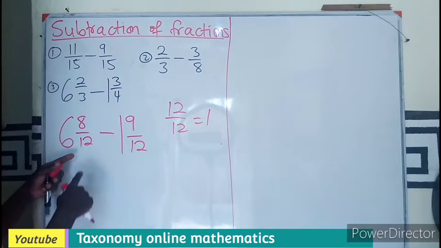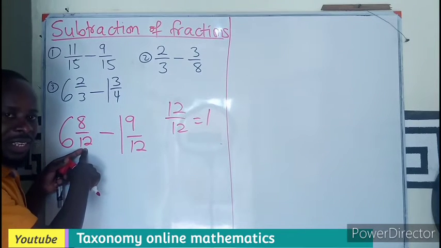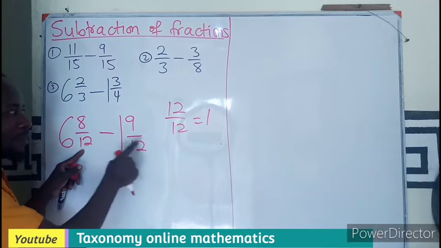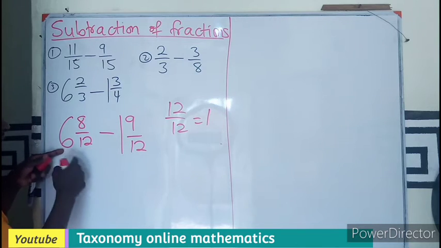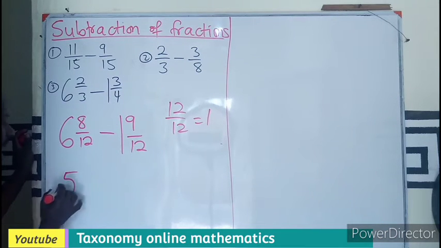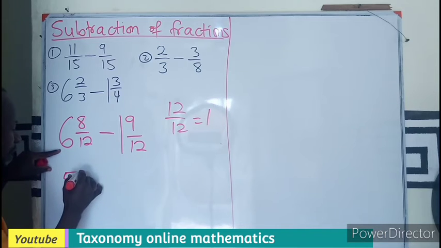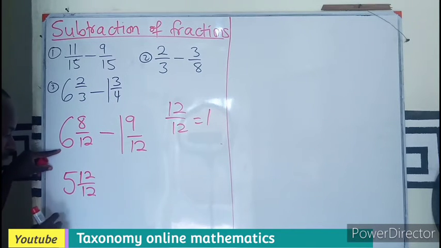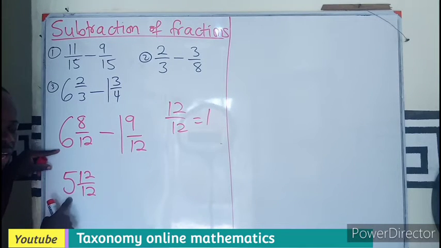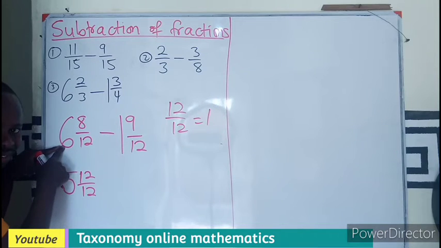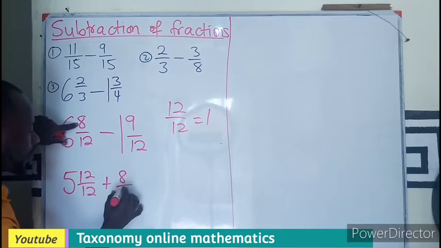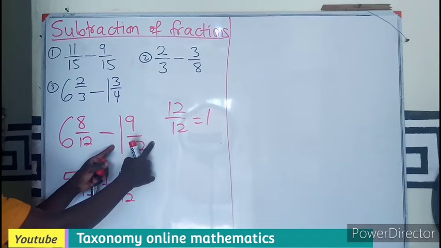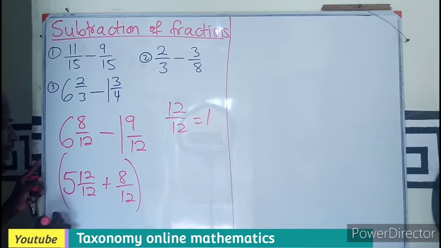Let me take it again. If the denominator is 15 and I'm borrowing 1, it means I am borrowing 15 over 15, which is still 1. So if you borrow 1 from here, it's becoming 5. Then that 1 is going to be 12 over 12. I explained earlier on, they are not multiplying. They are adding. 5 whole number plus 12 over 12 will give you 6. Then we add that to our 8 over 12.